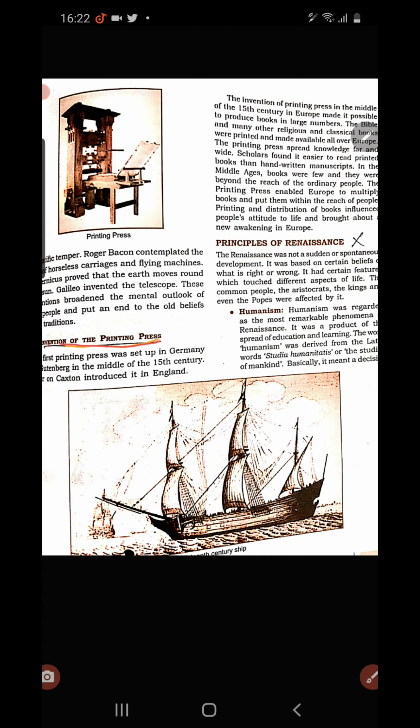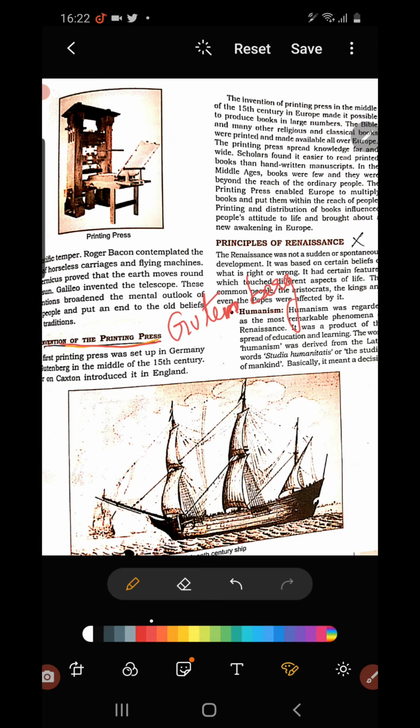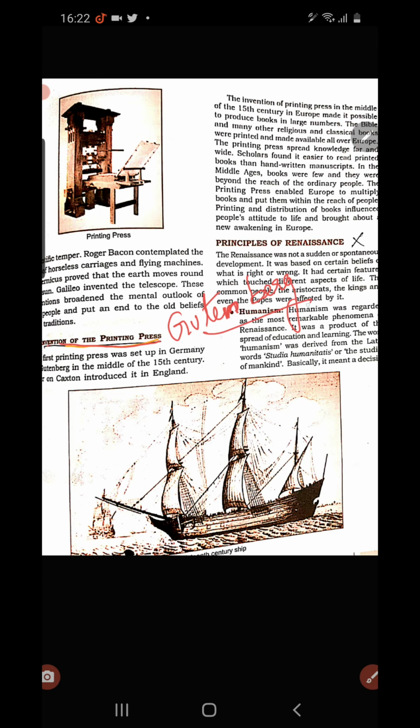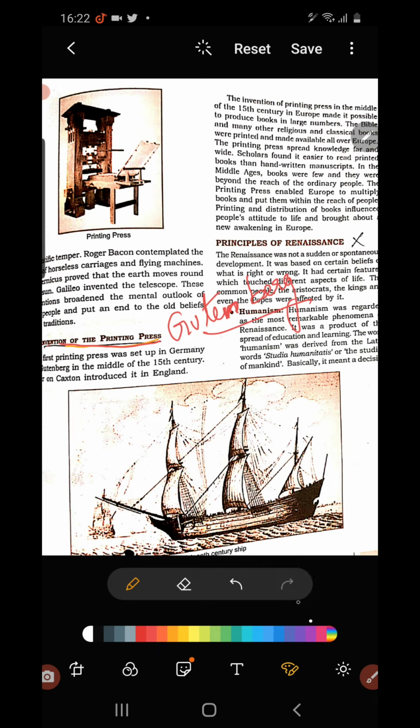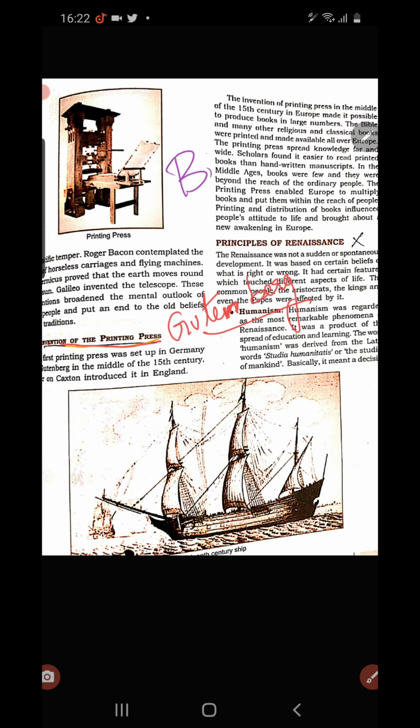Who invented the printing machine? The German scholar Gutenberg was the one who invented this printing machine. So what changes did it bring about among the people? People actually never knew what the Bible was. They were only following the teaching of the church.